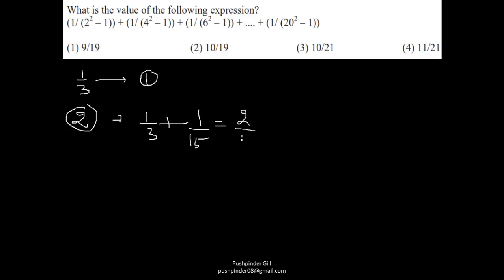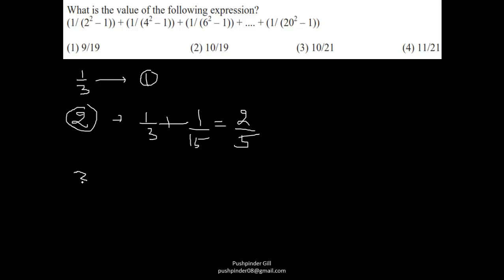So if we see, the first term is nothing but 1 by 3, and this is nothing but the sum till the first term. Now if I want to calculate the sum till the second term, that is going to be the first term plus the second term, that is 1 by 3 plus 1 over 4 square minus 1, that is 1 by 15, which is going to give you the sum as 2 by 5.